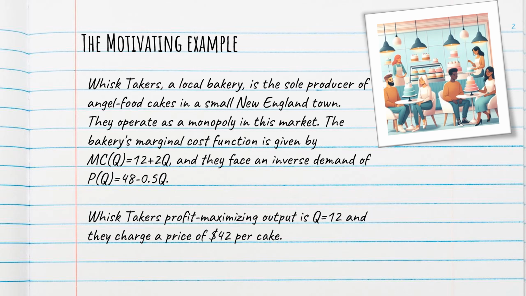The bakery's marginal cost function is 12 plus 2Q, and they face an inverse demand curve of P equals 48 minus 0.5Q. We are also told that Whisk Takers' profit maximizing output is Q equals 12, and they charge a price of $42 per cake. So this is what their behavior is without the tax.